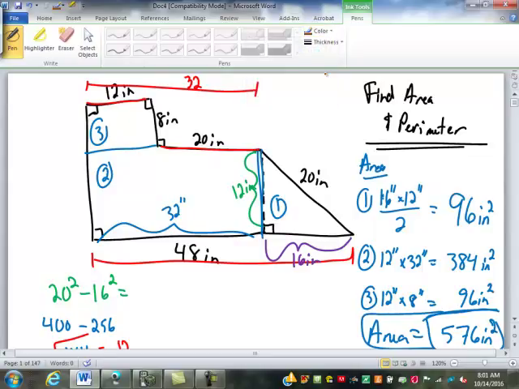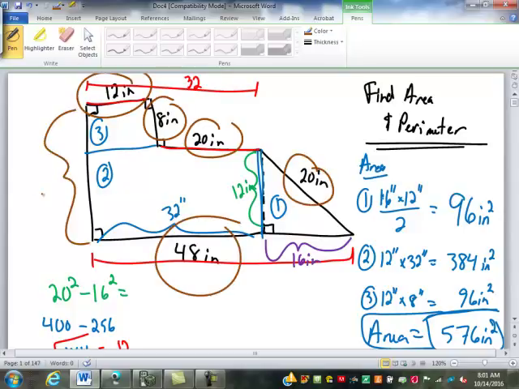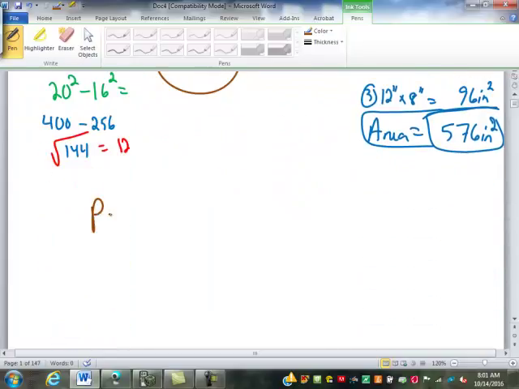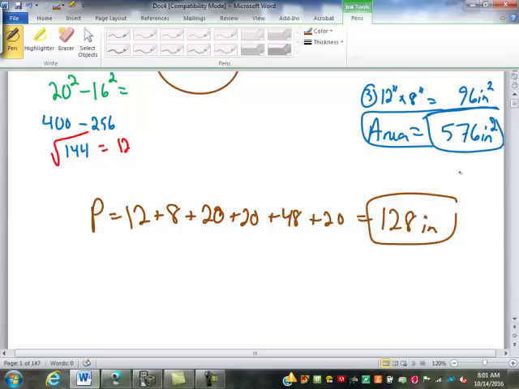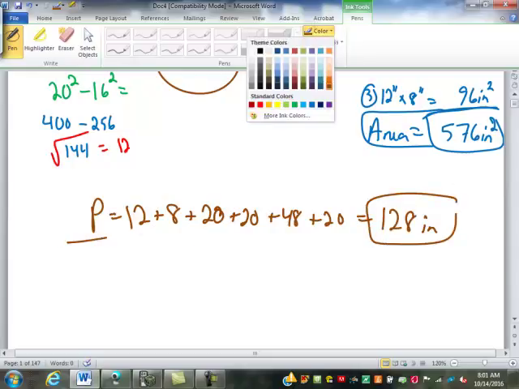How do we find perimeter? 12 on the one and the other side. Just going to add them up, aren't we? 12, 8, 20, 20, 48, and 20. 12 plus 8 plus 20 plus 20 plus 48 plus 20, which is 128 inches. Does that look right? So that wasn't bad.